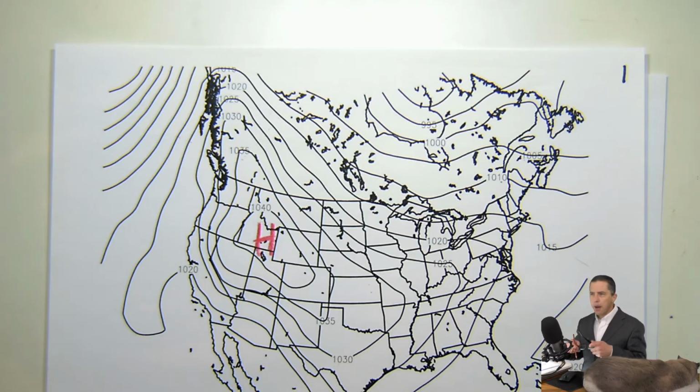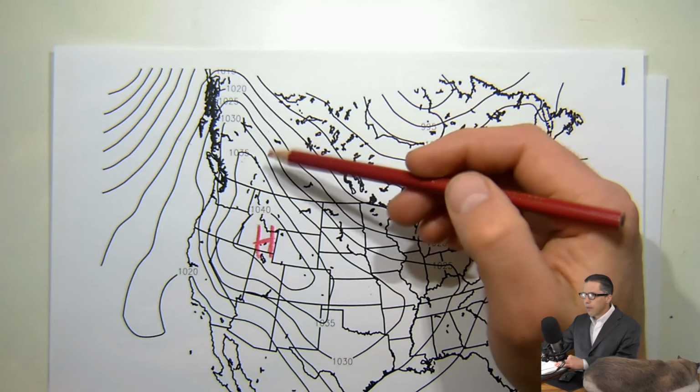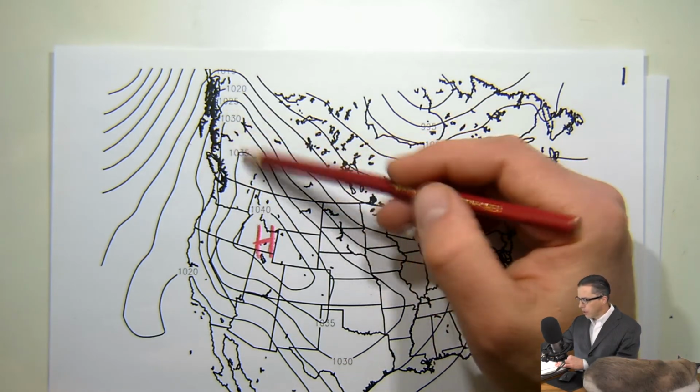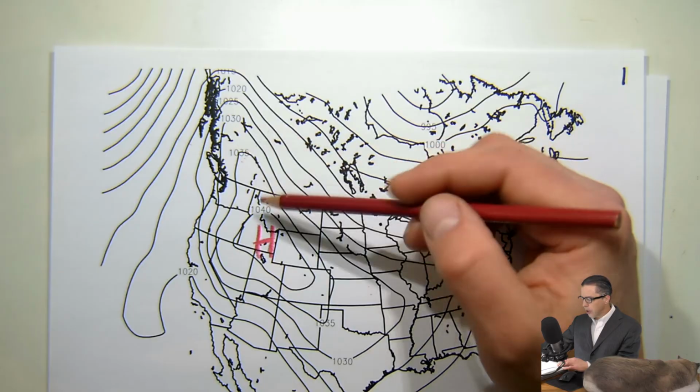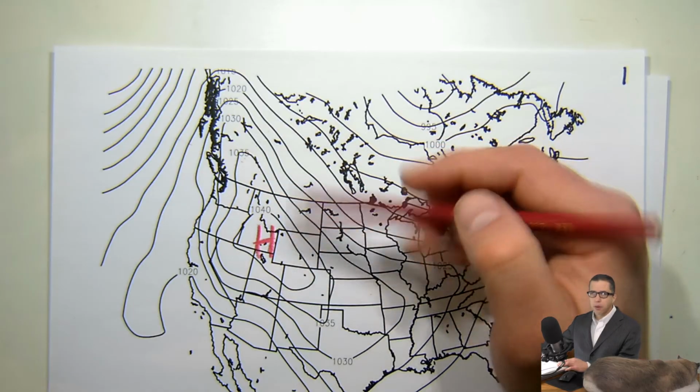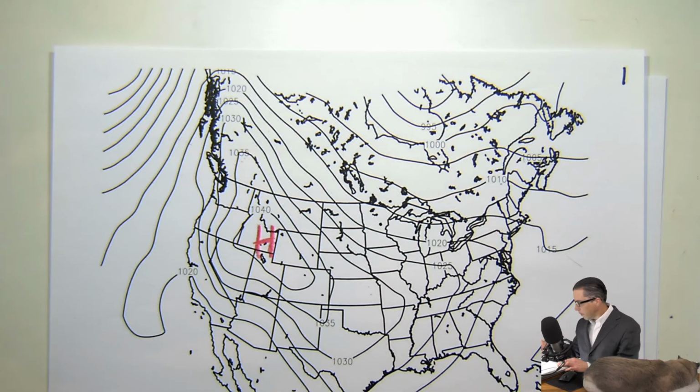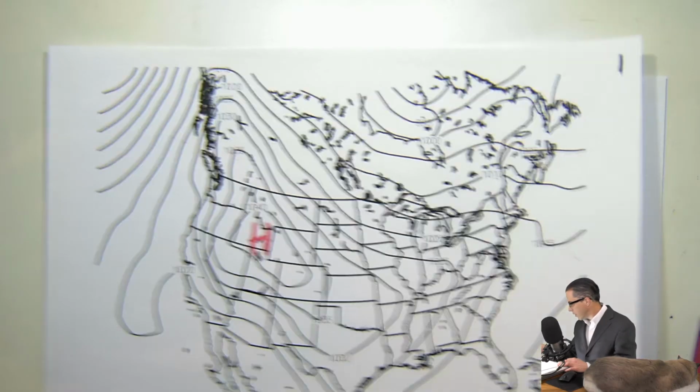So even on a map like this one, even if you don't really see this particular feature, it doesn't matter. A ridge is just a blob of high pressure. It's a big blob of sinking air. Okay, let's go to the second page.